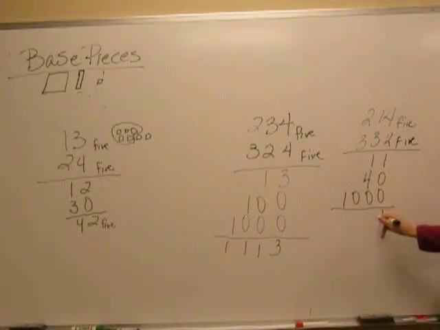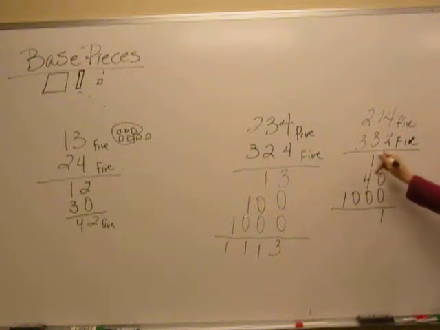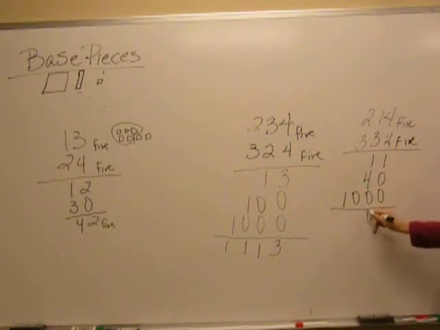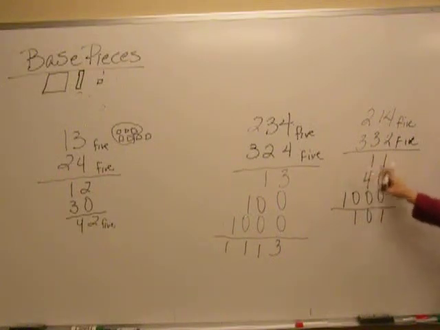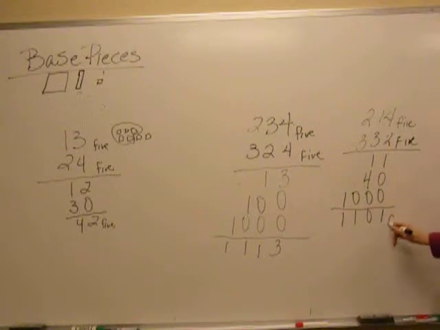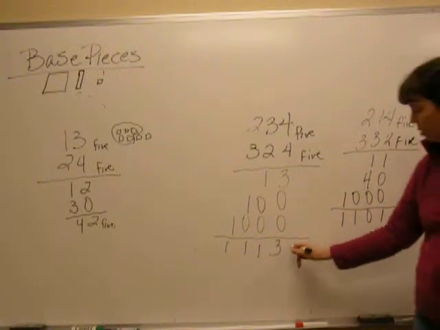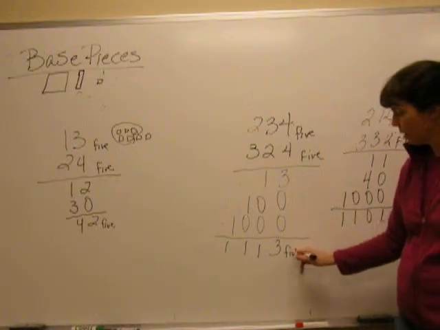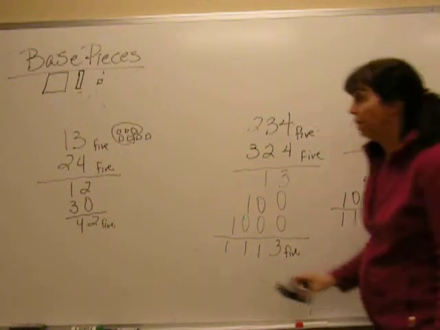And my answer would be, oh, look here. I got to regroup again. So I have 5 longs here, which means I'm going to have no longs and 1 flat. Those are going to regroup into the next size over. Okay, base 5.